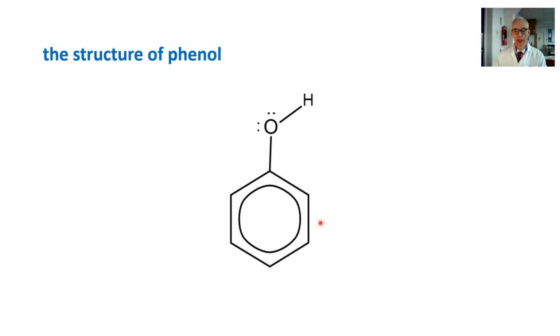So here is the structure of phenol. Benzene ring, hydroxyl group directly bonded to the carbon ring in benzene. I've also highlighted the fact that the oxygen of the hydroxyl group has two lone pairs of electrons, and these lone pairs of electrons are influential on the chemistry of phenols, which we'll go on to explain and discuss.